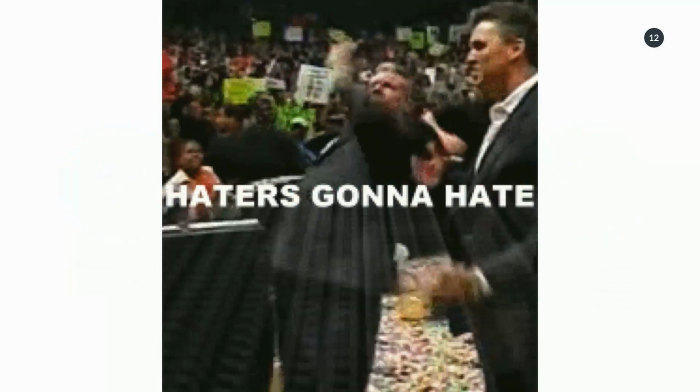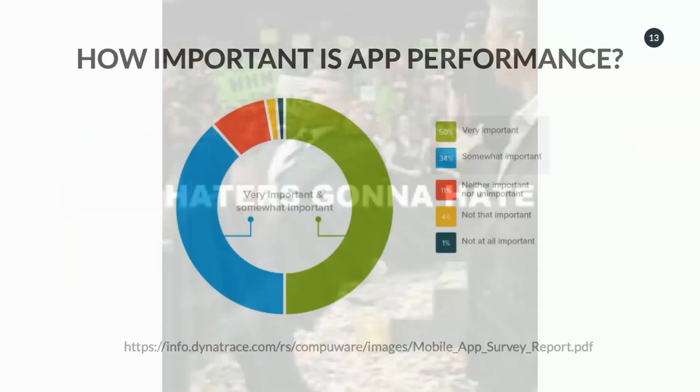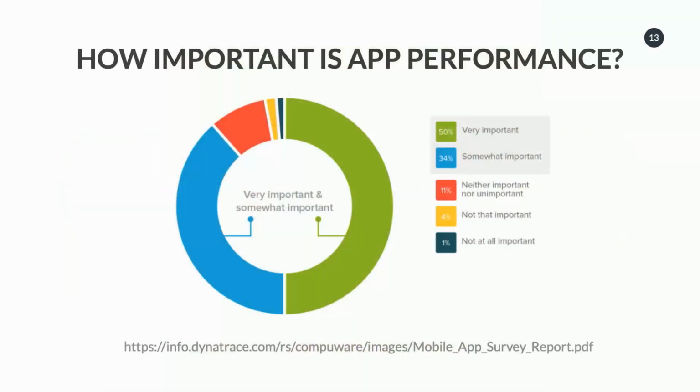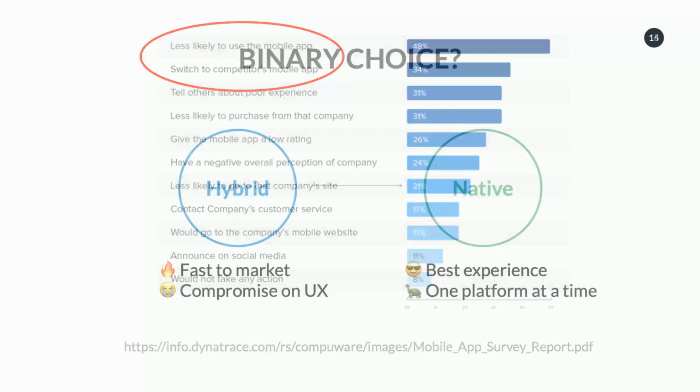Now, I don't mean to hate on hybrid too much here, but the issue is that customers agree. When you ask consumers how important mobile app performance is, about 84% of them say it's either somewhat or very important. And this becomes even more important when you look at what they do after they've decided your app sucks. They either switch to a competitor or they get rid of it entirely, right? So these are really critical variables to factor in.